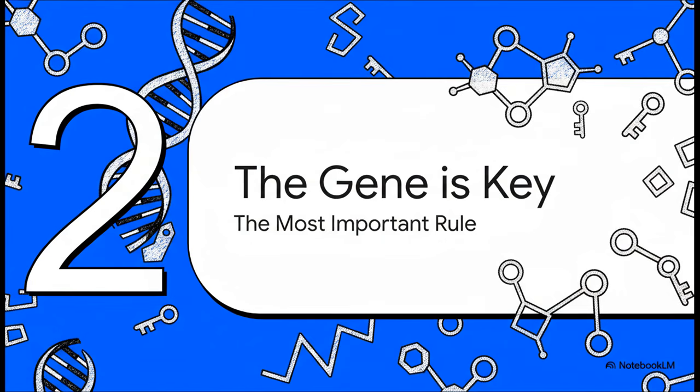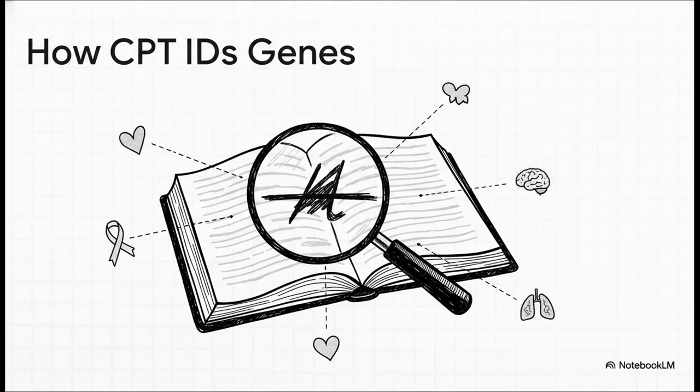Let's move on to section 2, and I really want you to pay close attention here because this is it. This is the absolute core principle of molecular coding. If you only remember one thing from our entire chat today, make it this. CPT code selection is all about the gene. It is not about the patient's symptoms or what disease the doctor thinks they might have. It all comes down to one question. Which specific gene or genes did the lab analyze?